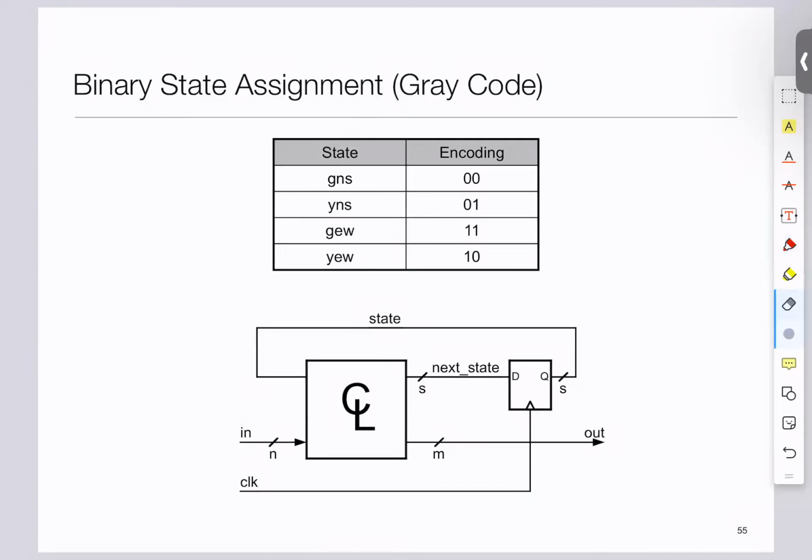So I have 2-bit state values and I have 4 states. How many different possible ways of assigning bits to states exist out there? 4 factorial, right? I have 4 choices for GNS, then 3 remaining for the next state, and then 2 remaining for GW. So there are 4 factorial different ways of assigning states. This is why this problem is hard, right?